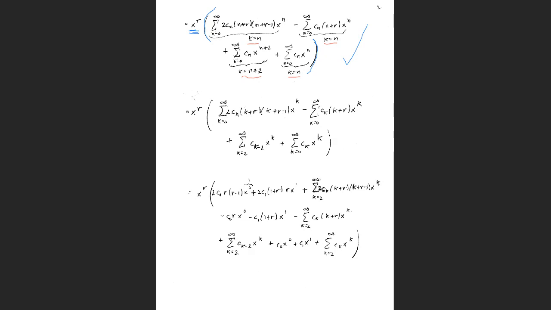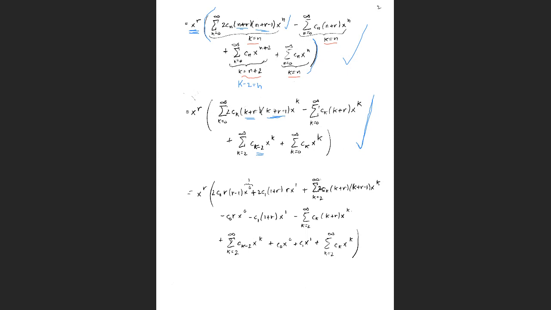Okay, so hopefully now you're okay getting down to this step here. This is the same kind of thing you did in section 6.2. You're adjusting the power series. In the first power series, if k equals n, then n plus r becomes k plus r, and n plus r minus 1 becomes k plus r minus 1. In the third power series, if k equals n plus 2, then n equals k minus 2. And that's how you get k minus 2 here. Are there any questions to that step?